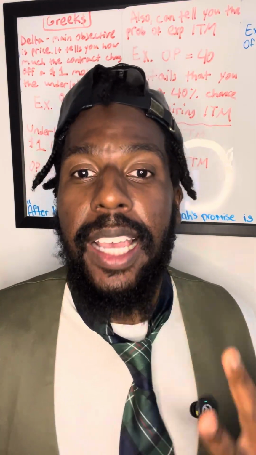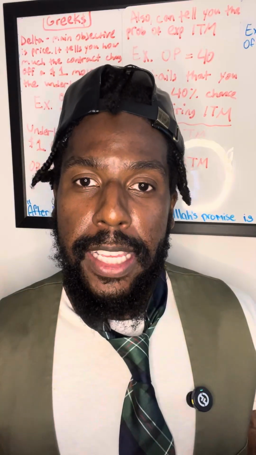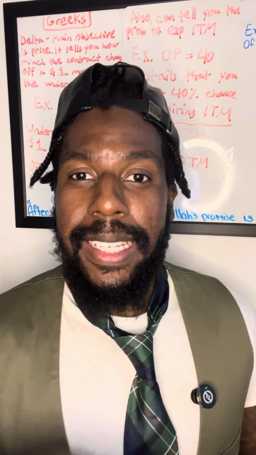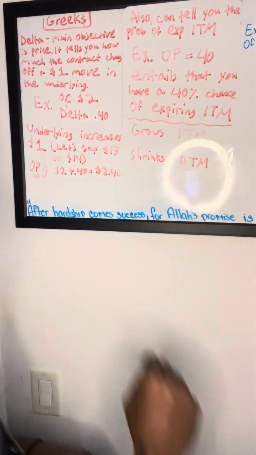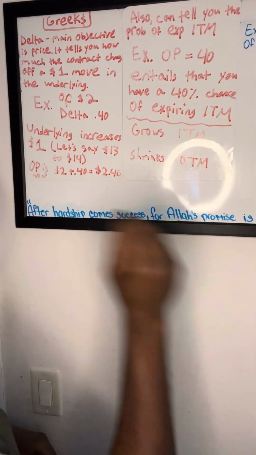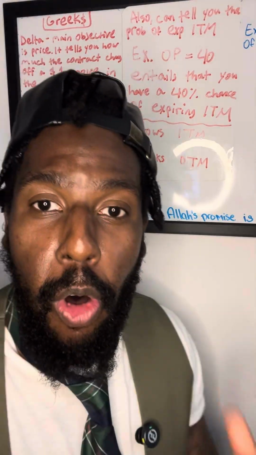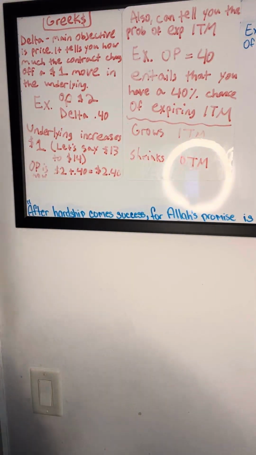So delta essentially deals with the price of the options contract. Delta gives you the premium change for every $1 move in the underlying instrument. In this particular instance, we're speaking about a stock. So delta's main objective is price. It tells you how much the contract changes off of every $1 move in the underlying.